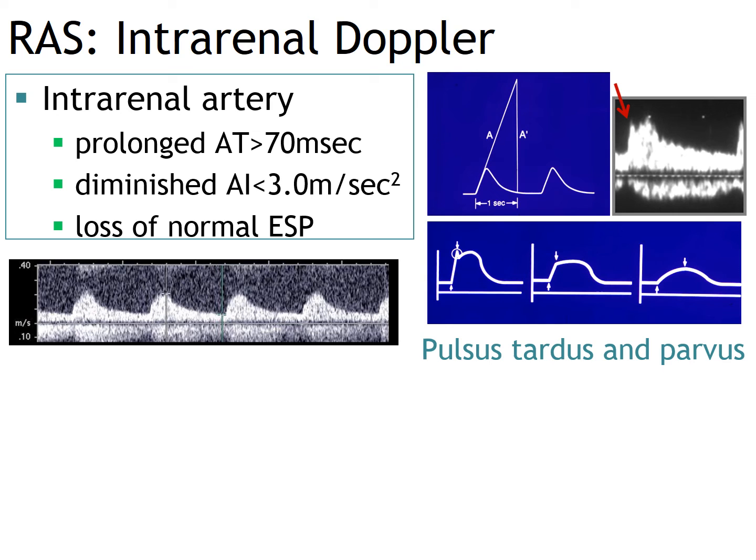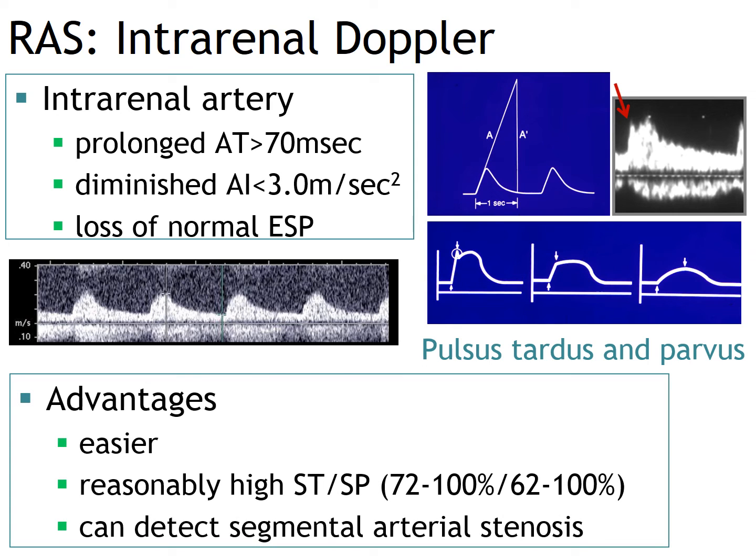The advantage of this intrarenal Doppler technique as compared with the main renal artery Doppler technique is that it is easier, with reasonably high sensitivity and specificity. And with this technique, we may detect segmental artery stenosis if it is properly done in multiple renal areas.